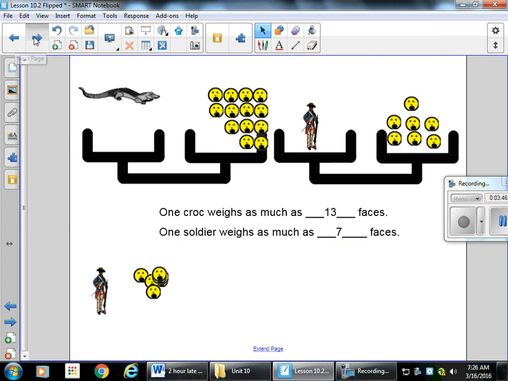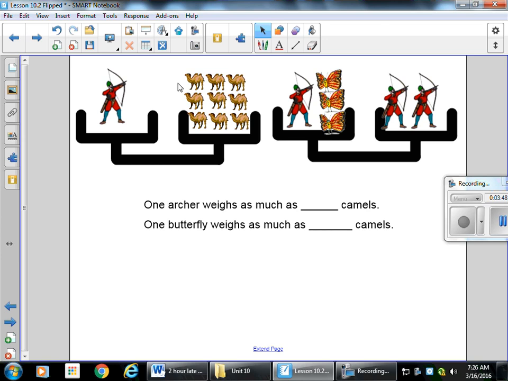Let's do another one. These are fun. So right now I have an archer, some camels, and some butterflies. Well, what's the obvious? Right here I just have the archer with the camels. I have the archer, so I have some obvious things in both of them, right? Right here I could remove 2 archers, so 3 butterflies weighs the same as an archer. Right here an archer weighs 9 camels.